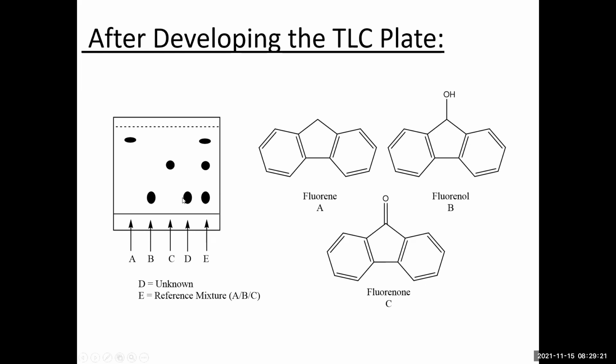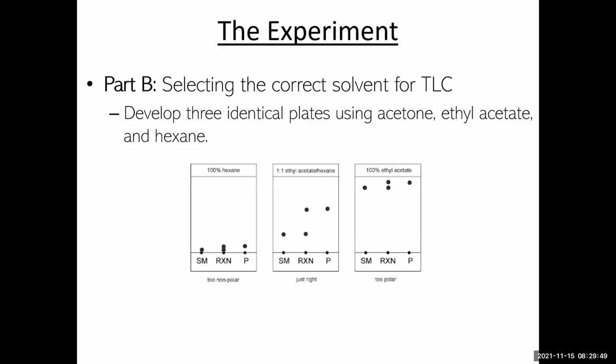Again, D was our unknown mixture, and then E was a reference mixture of all three. And that's just used so that we can actually see in this lane all three compounds separated. So then we're looking at the unknown and we say, okay, which one does it correspond to? Looks like it corresponds to spot B, so our unknown is fluorenol. So that's the goal of part A, to identify an unknown by TLC.